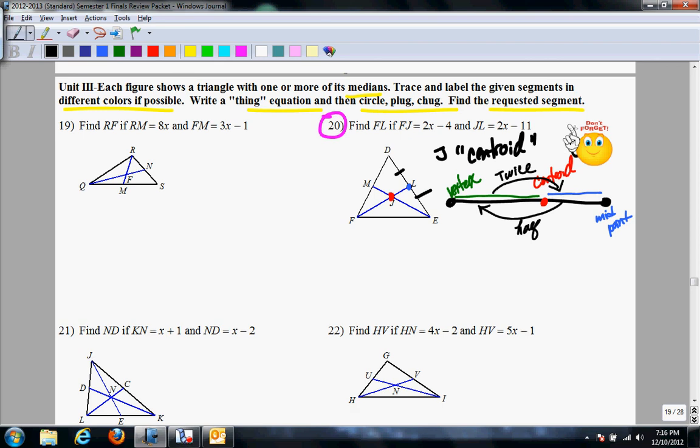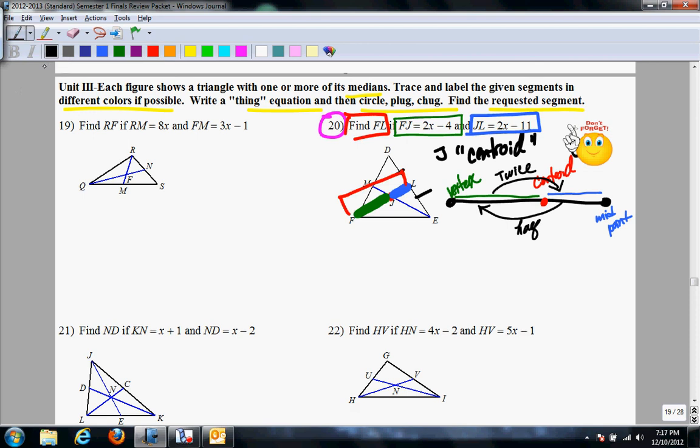So with our given information, we have here F to J is 2x minus 2. This is FJ here. Let me make it nice and big so it's easy to spot. That's FJ. And then we have JL, which is the blue. Now let's see what we, and we're being asked to find F to L, which is this whole thing.